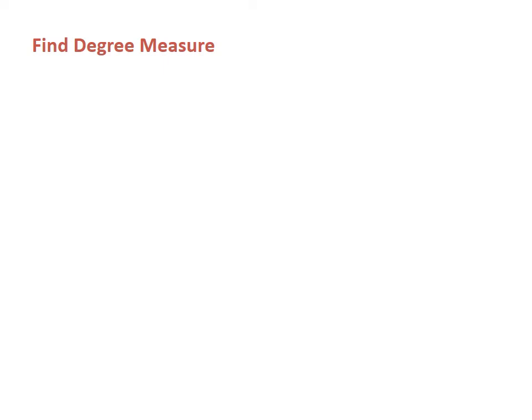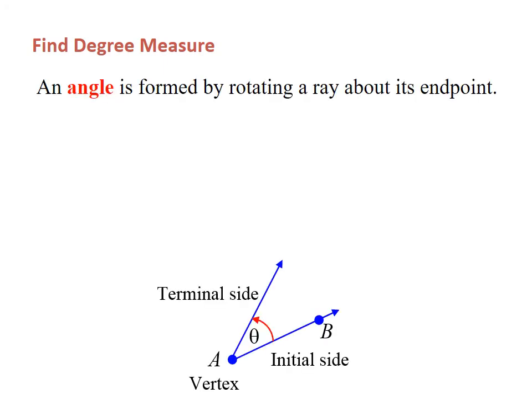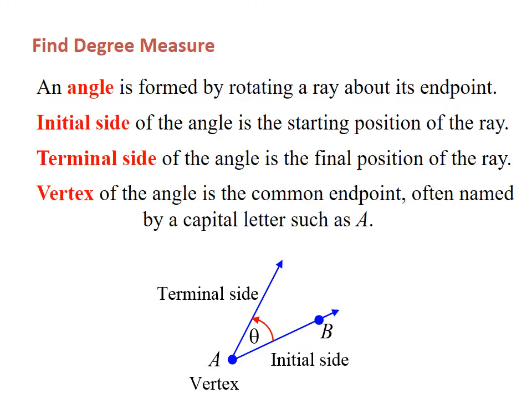We're going to begin with finding the degree measure. An angle is formed by rotating a ray about its end point. Let's just put these up here. So the initial side is this side here. And then when we rotate this along this arrow here, we end up at the terminal side. And the angle is also known as the vertex. So we have the initial side, the terminal side, and the vertex are the important things to take from this slide.